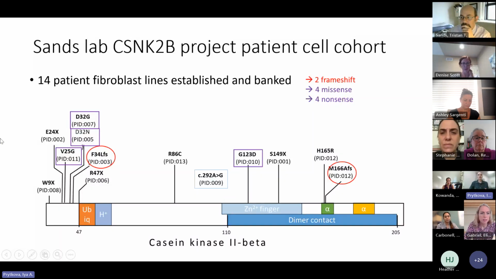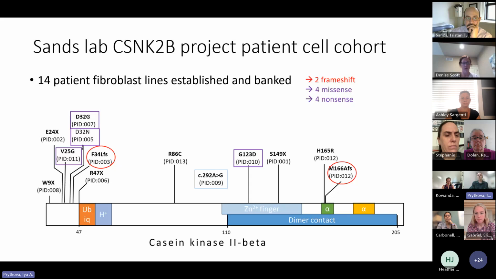So to reiterate, we have 14 patient fibroblast lines, and they contain a number of different mutation types. And some of them we can see cluster in the early parts of the gene, whereas others in the later one, targeting different functional domains. So we have a pretty good spread of variability in this cohort.